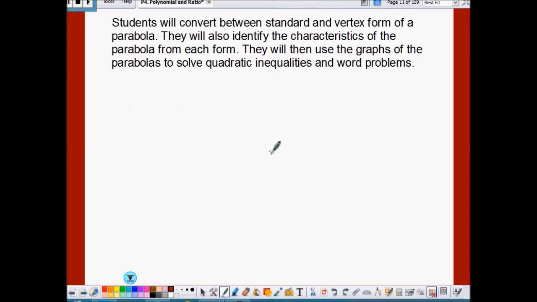Here we go. Today's lesson, students will convert between standard and vertex form of a parabola. They will also identify the characteristics of a parabola from each form. They will then use the graphs of parabolas to solve quadratic inequalities and word problems. A lot of different topics there. It's not going to take us a real long time, but several different topics we have to cover.